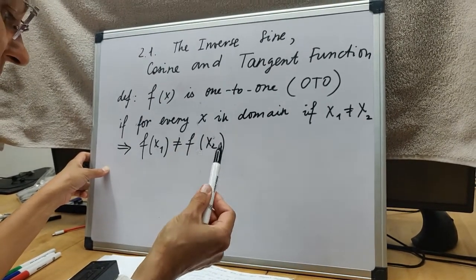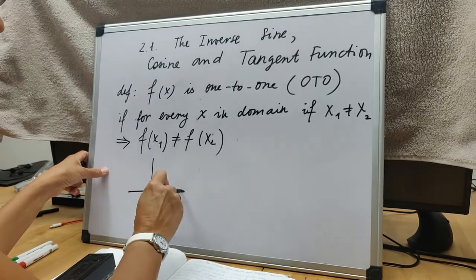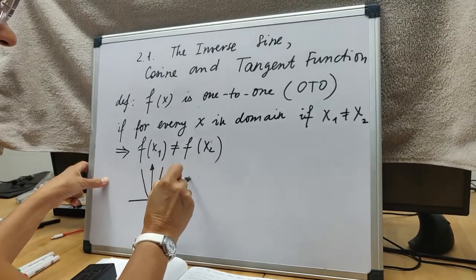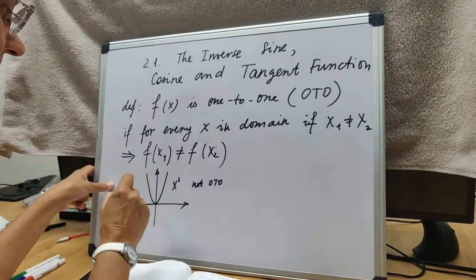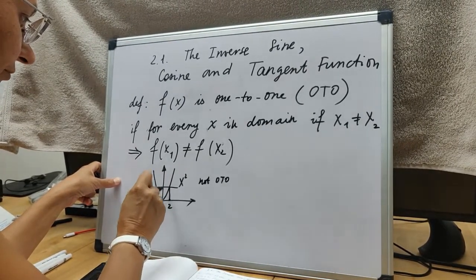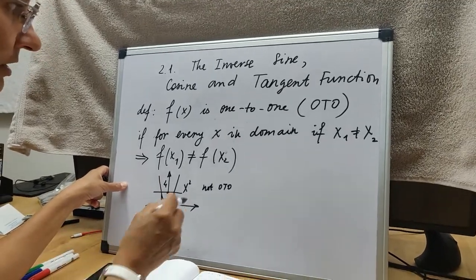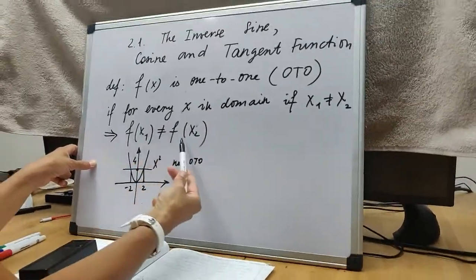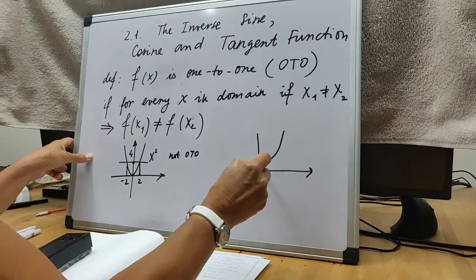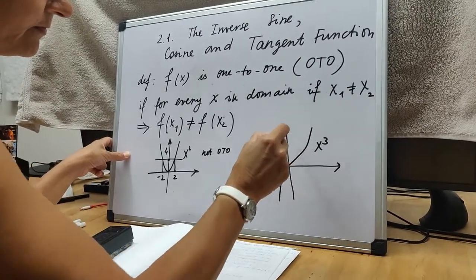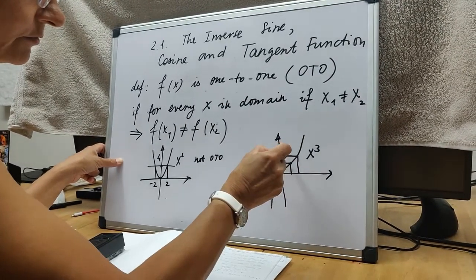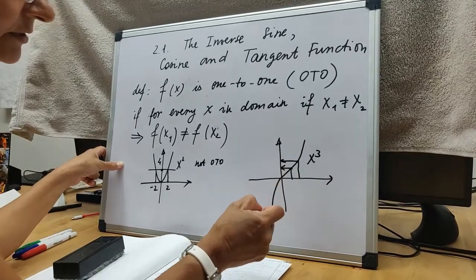What functions are one-to-one and what functions are not one-to-one? The function x squared is not one-to-one. Why? Because there are two different x's, for example, 2 and -2, which produce the same y, which is equal to 4. So x's are not equal, y's are equal. Does not work, not one-to-one. Another example: the cubic parabola, x cubed. You take any x and it's going to produce only one y. All y's are going to be different if x's are different.